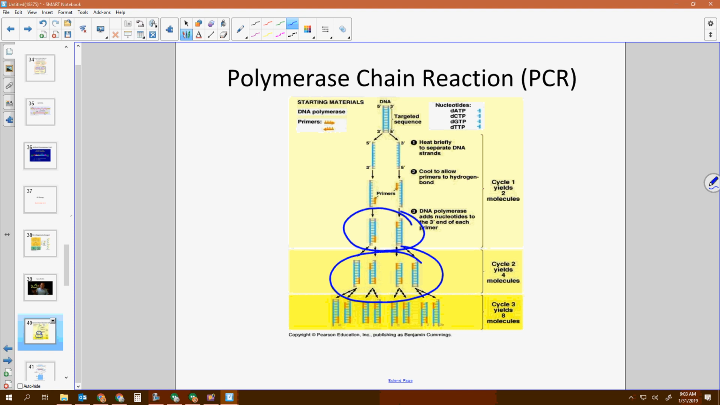This can get out of hand really quickly. You get tons and tons of copies of DNA. This is used a lot today in any sort of research that involves particular genes. So, very, very monumental discovery for the field of biology.